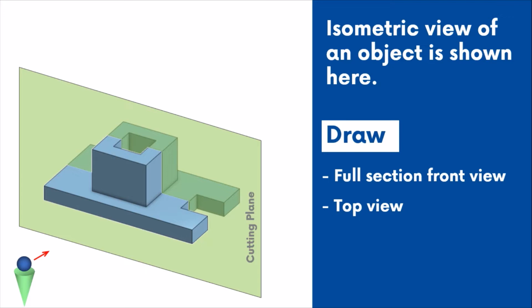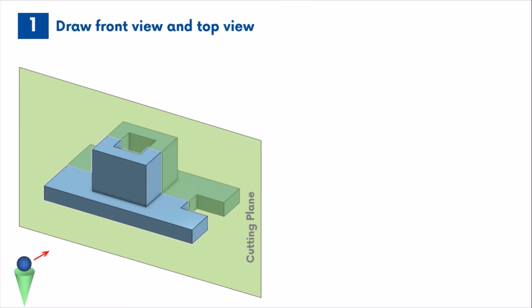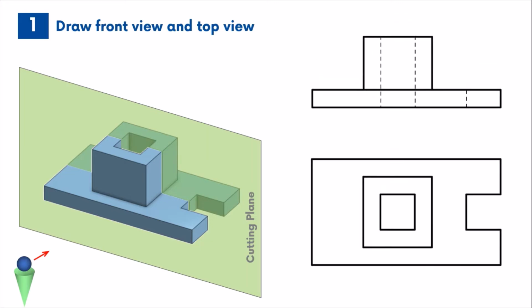Here are the main steps for making the section views. The first step in projecting the section view is making sure that we interpret the object correctly. Let's start by drawing the front view and the top view of the object. The internal details of the part are shown by hidden lines in the front view.